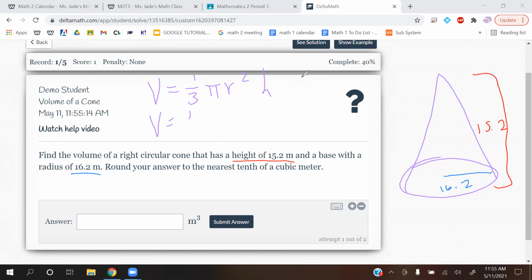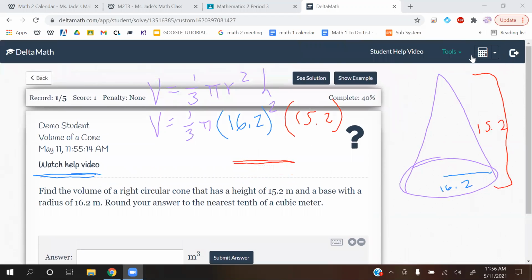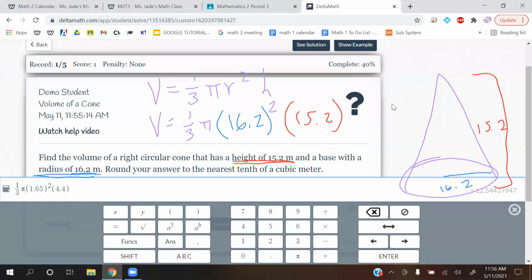So volume is equal to 1/3 pi r squared. R stands for radius, so they gave it to us. 16.2. We're going to square it as part of your formula. And then you're going to multiply it by the height, which is 15.2. They gave it to us as well. So if they give you the radius, really straightforward. Just shove it into the formula and then type it in. You get your answer. This is why I want you to write the formulas down, because literally all of this is just formula based. So as long as you have your formulas, you got it.